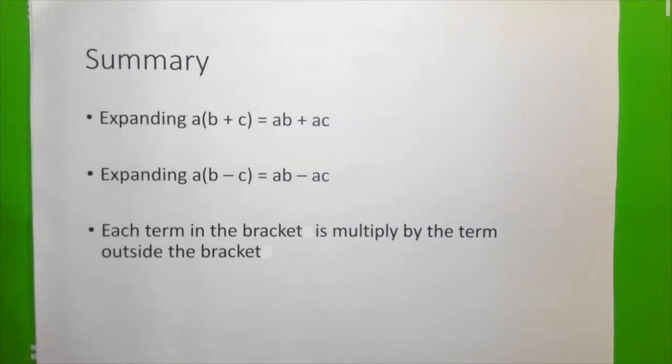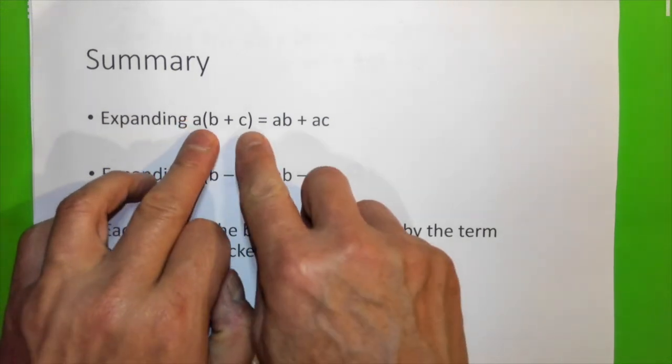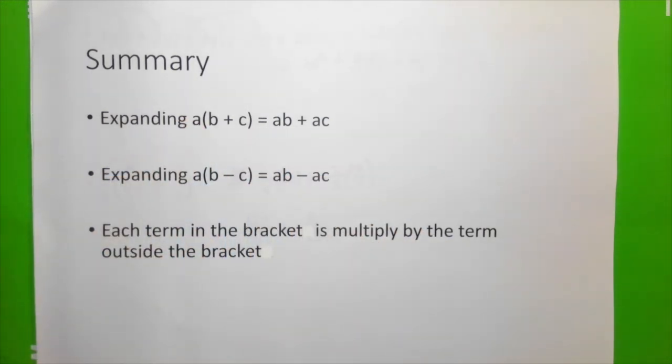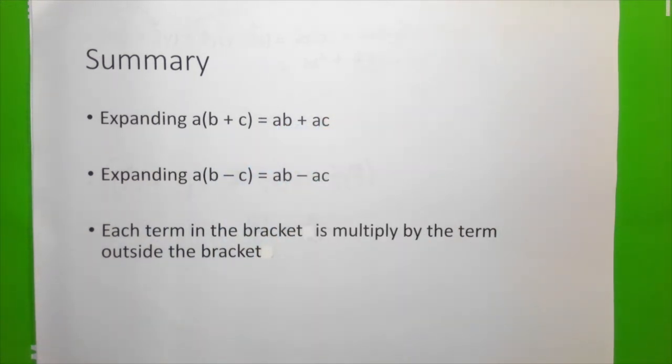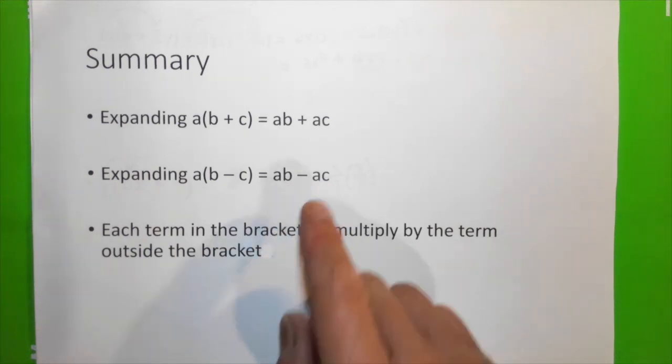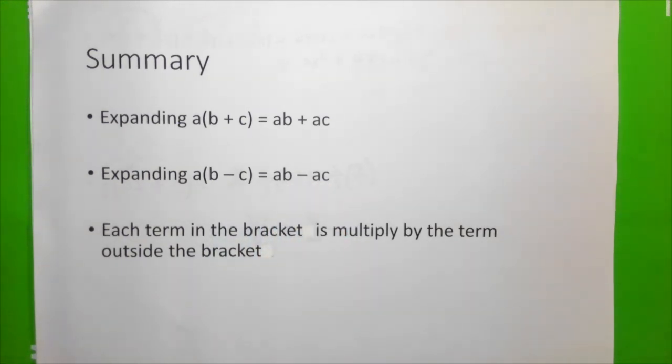So in summary, if we expand a into b plus c, using distributive law, it is ab plus ac. Expanding a into b minus c is actually ab minus ac. So each term in the bracket is multiplied by the term outside the bracket. This is the end of the first revision lesson.